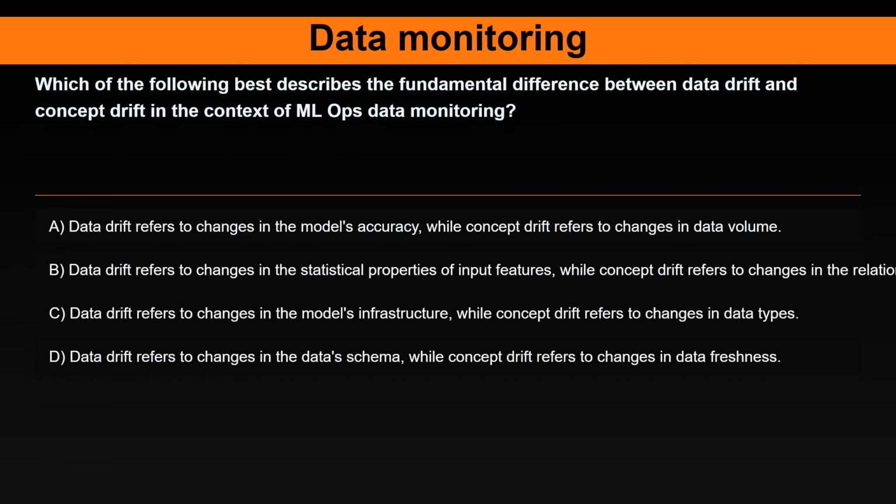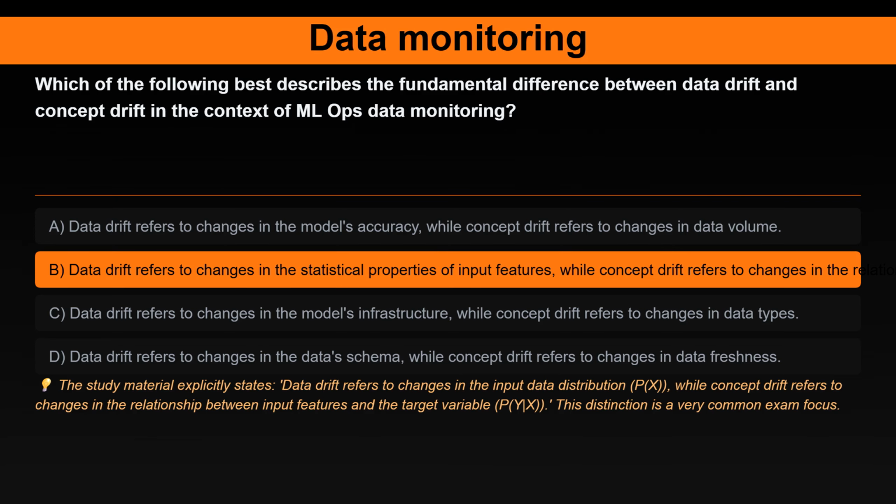Question 16. Which of the following best describes the fundamental difference between data drift and concept drift in the context of MLOps data monitoring? Option A. Data drift refers to changes in the model's accuracy, while concept drift refers to changes in data volume. Option B. Data drift refers to changes in the statistical properties of input features, while concept drift refers to changes in the relationship between input features and the target variable. Option C. Data drift refers to changes in the model's infrastructure, while concept drift refers to changes in data types. Option D. Data drift refers to changes in the data's schema, while concept drift refers to changes in data freshness.